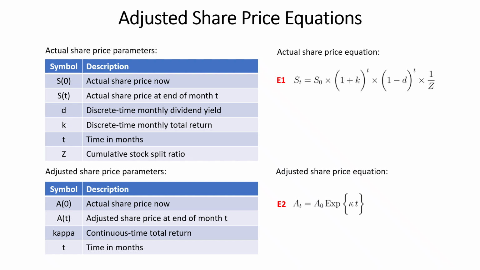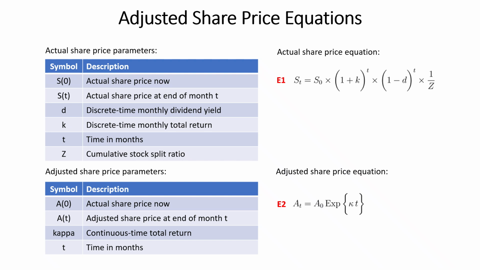So what we want to do is take a look at that table. S subscript 0 is actual share price now. S subscript T is actual share price at the end of month T. And remember that can be at the end of month 12, 24, 36, whatever. And then the next two variables are D and K. Now, D is the discrete time monthly dividend yield, and K is the discrete time monthly total return.